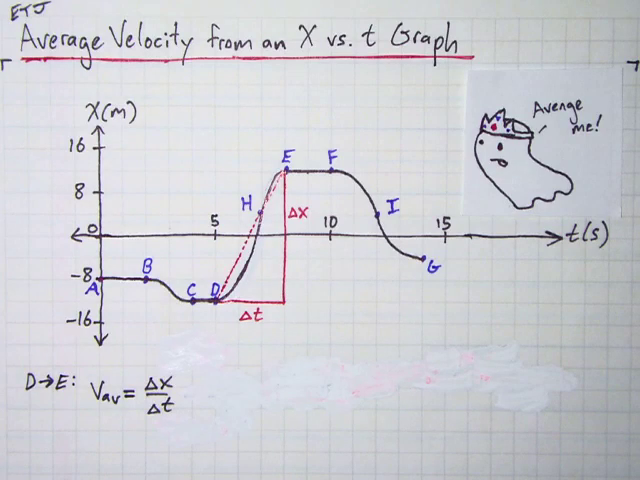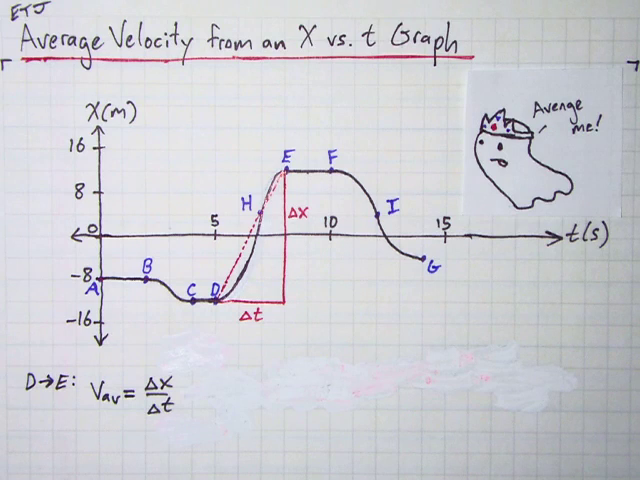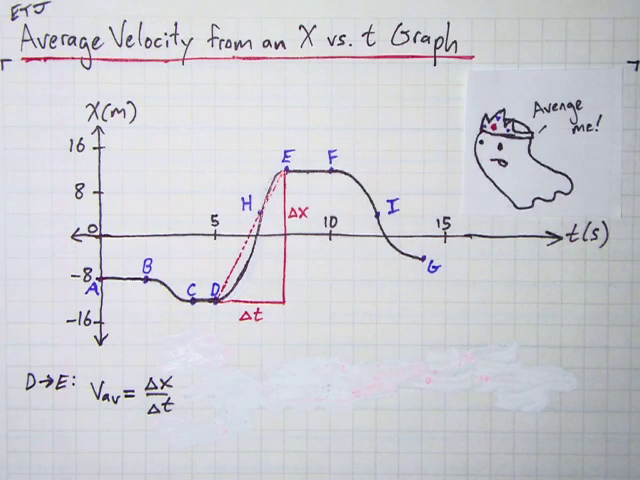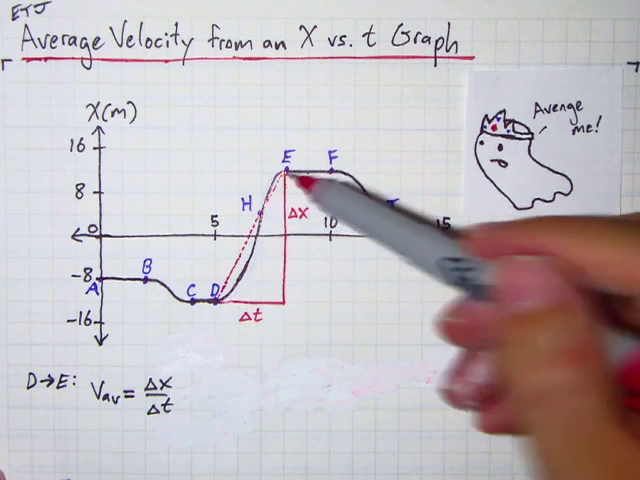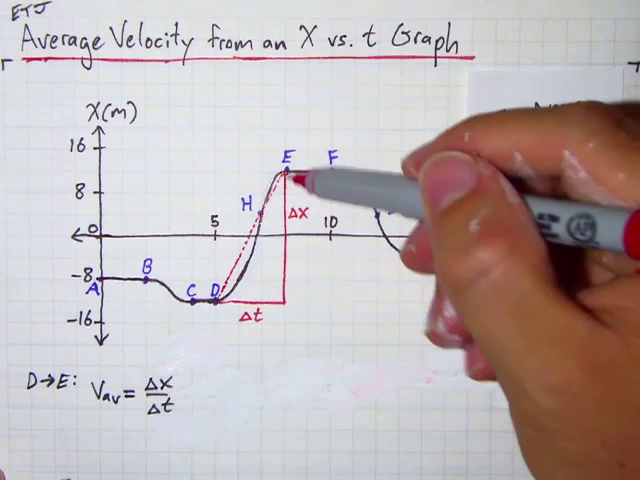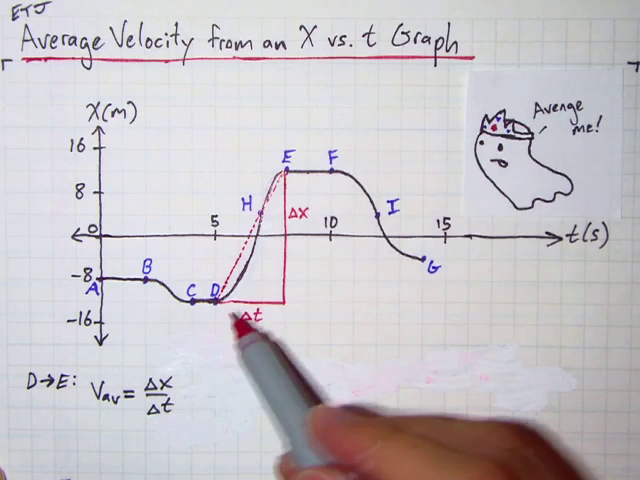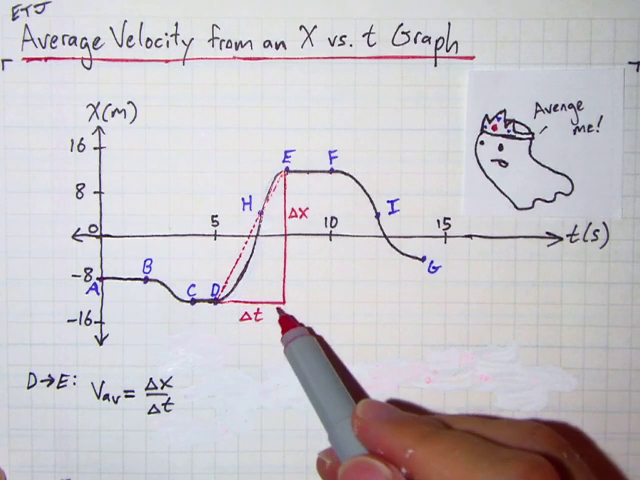We would like to look at the average velocity on a position versus time graph from another perspective. Here we have Ophelia's motion once again as she blunders about the castle. And if I want the average velocity between events D and E, I know I need the displacement over the time interval. So I've drawn in the displacement here, delta x, that vertical line, and this horizontal line indicating the time interval between D and E, delta t.